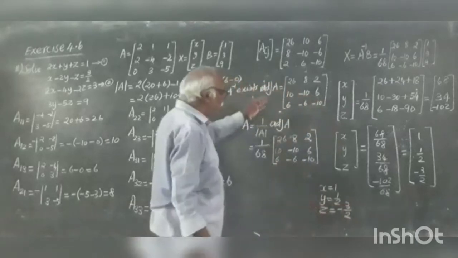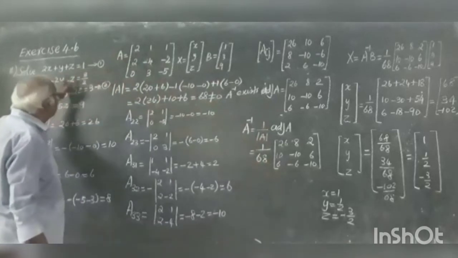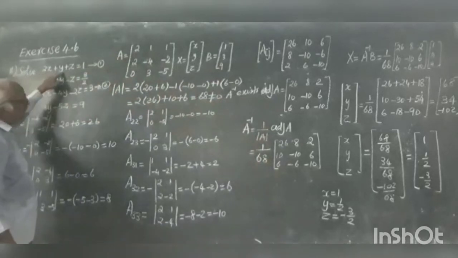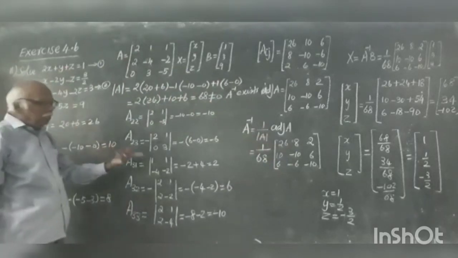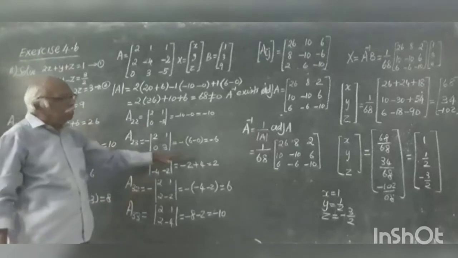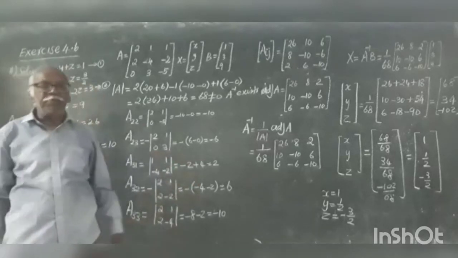If we substitute the values into any one of the equations, we will get the answer. See, if we substitute, 2 plus 1 by 2, 2 and a half, minus 1 and a half, gives 1. So the equation is satisfied. That is how we solve a linear equation in three variables by the matrix method.